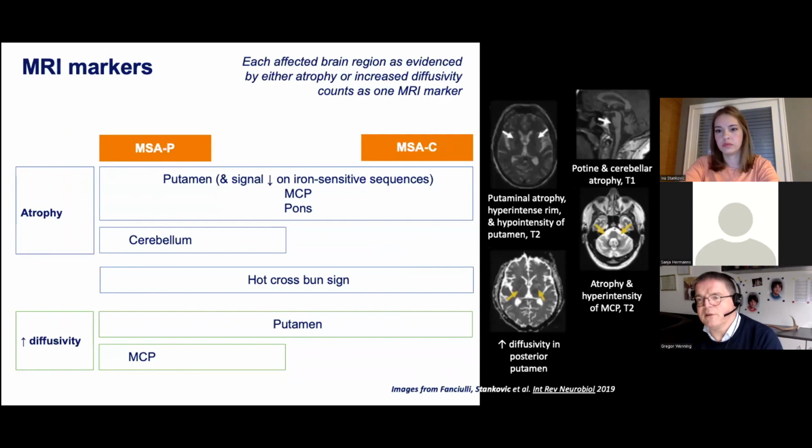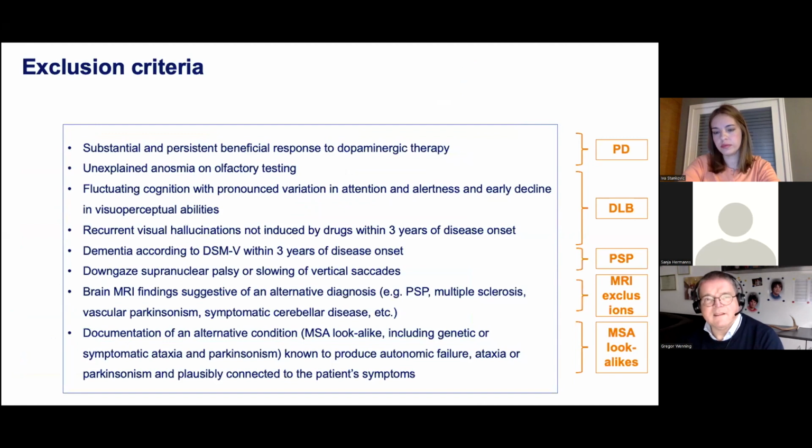This is showing you the putamenal atrophy, the hyperintense rim sign, hypointensity of the putamen in dorsolateral, pontine and cerebellar atrophy, nicely illustrated here. Atrophy and hyperintensity of the MCP in the T2-weighted images, and then diffusivity increase in the posterior putamen as shown here. This can be readily quantified. Next slide. This is a list of exclusion criteria.